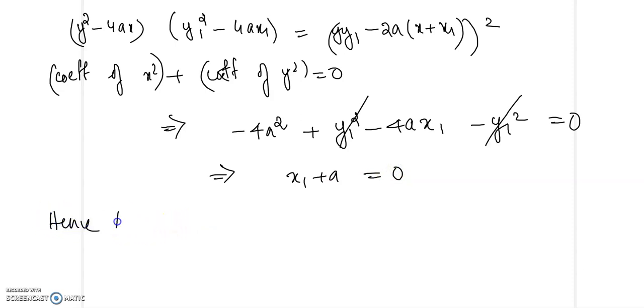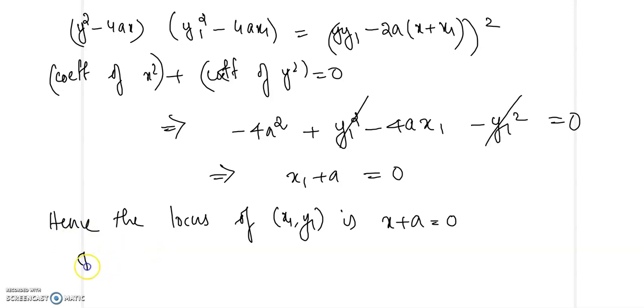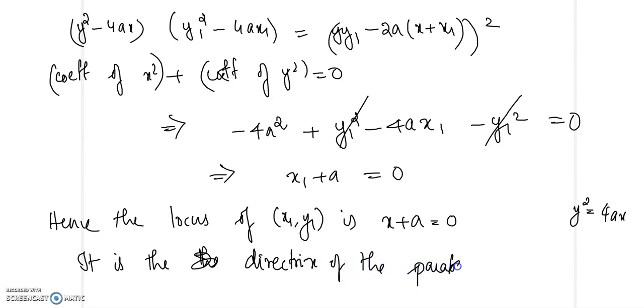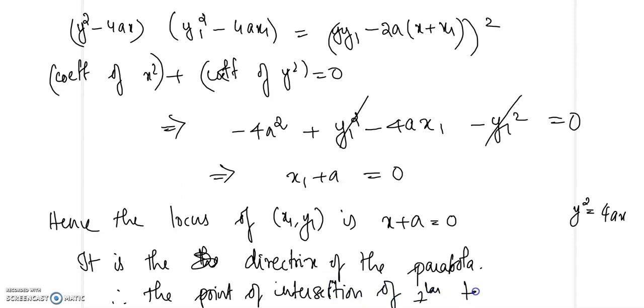So hence the locus of x1, y1 is x plus a equal to 0. So for the parabola y square equal to 4ax, x plus a equal to 0 is the directrix of the parabola. So therefore the points of intersection of perpendicular tangents lie on the directrix. So that is in the case of parabolas.